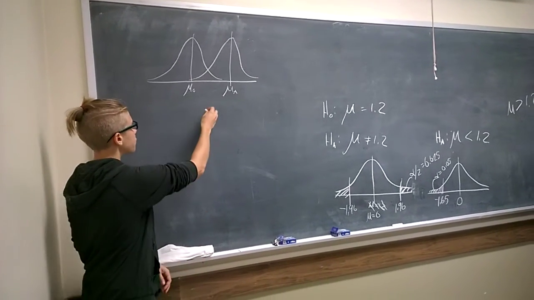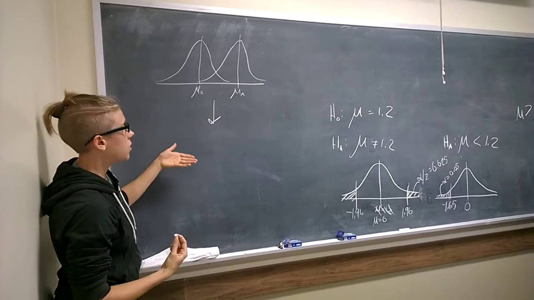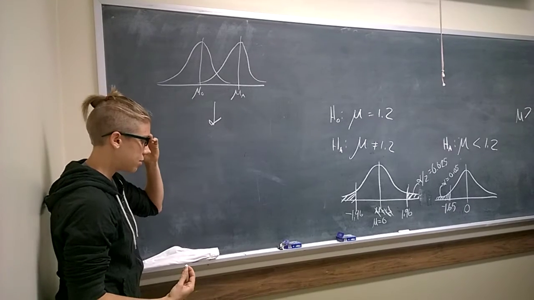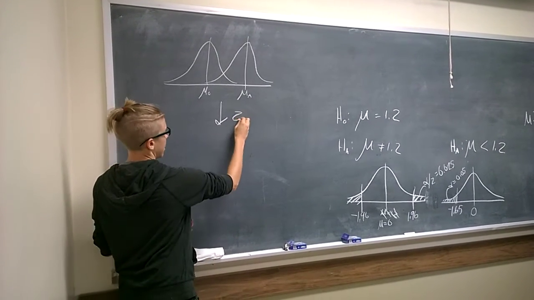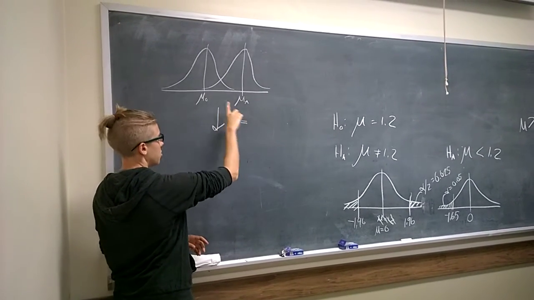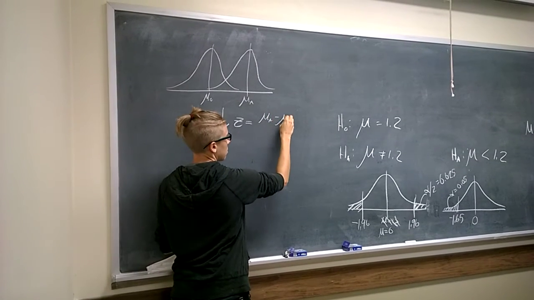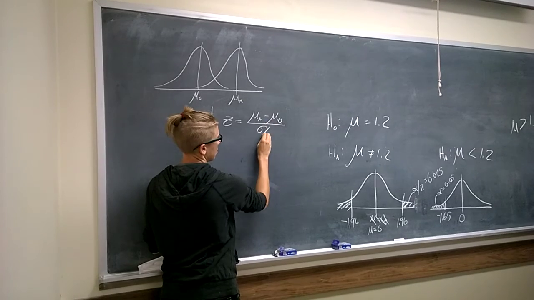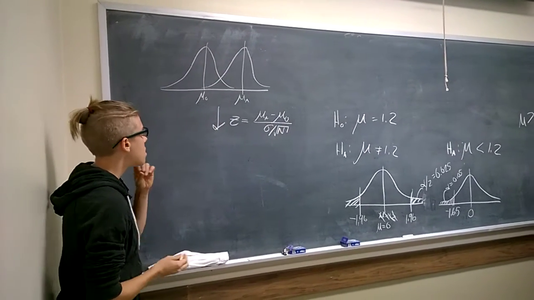Alright, so first step is, you're going to act as though you're conducting a z-test. So you're calculating a z-statistic. And the way you do that is you take the mean you have and subtract the population mean. Right? Good so far.